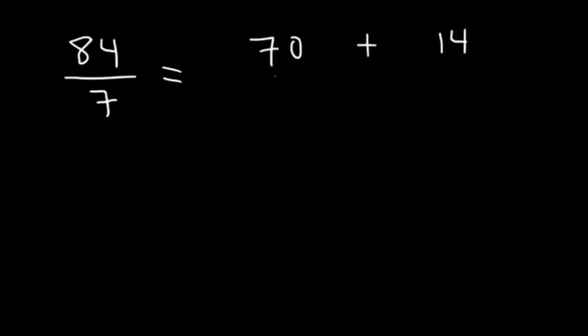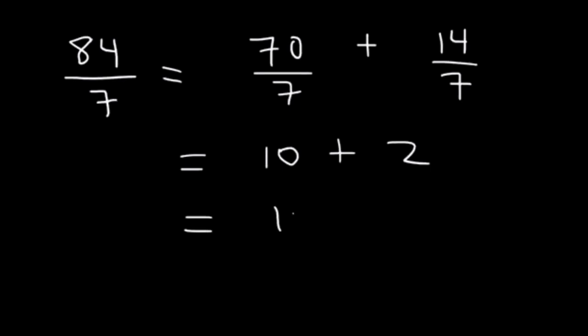Let's try another example. 84 divided by 7. So what two numbers should we break down 84 into? What I would choose is 70 and 14, because they're both divisible by 7. 70 divided by 7 is 10. 14 divided by 7 is 2. 10 plus 2 is 12. So 84 divided by 7 is 12.